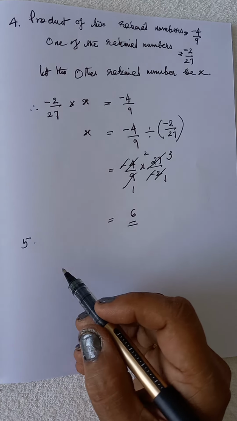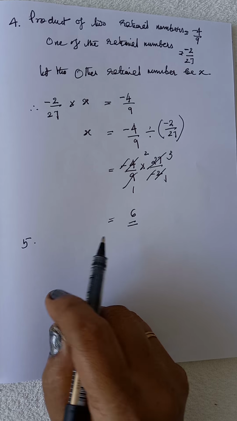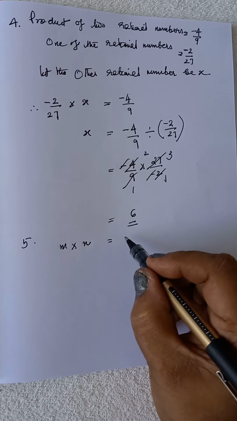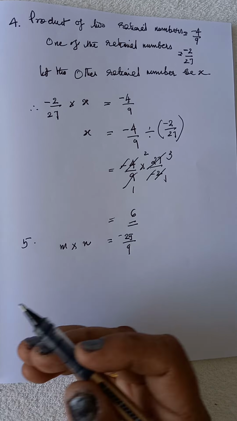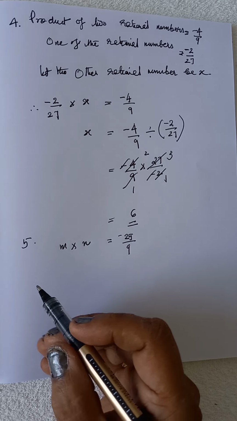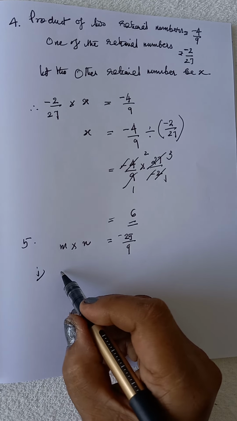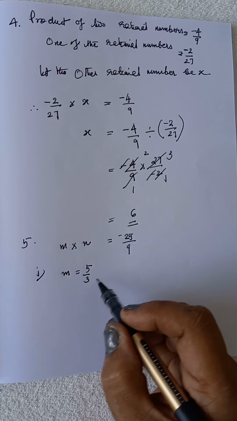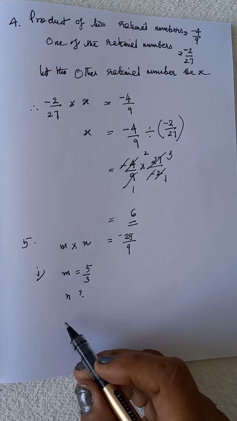Now, please see the fifth question. M and N are two rational numbers such that M into N is given as minus 25 by 9. Now, two sub-questions are there. First one is, if M is equal to 5 by 3, find N. Then what is N? So let us take that first.